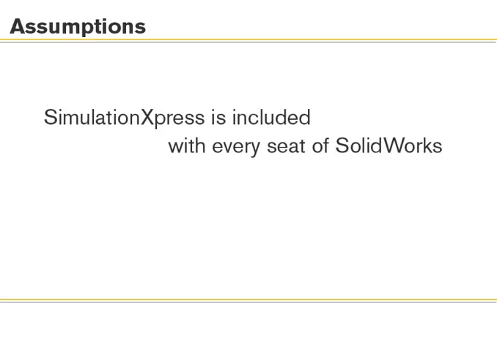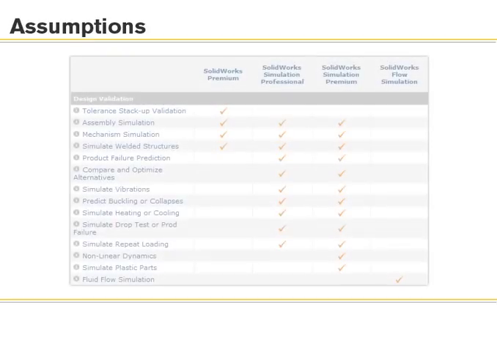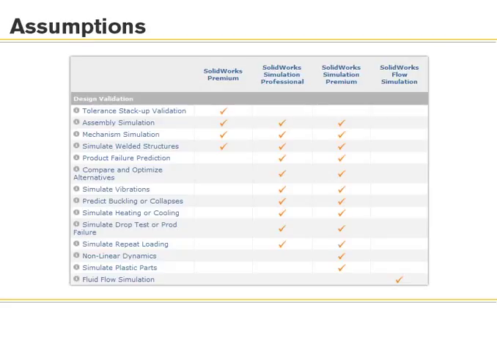Simulation Express is included for free with every seat of SOLIDWORKS, but you should know that there are certain limitations to Express. Limitations you won't run into with the full licenses of SOLIDWORKS Simulation, Simulation Professional, and Simulation Premium. Simulation Express can be used to perform what is called a linear static study on a part in SOLIDWORKS. One limitation of Express is that it can be used on SOLIDWORKS parts, but not assemblies.